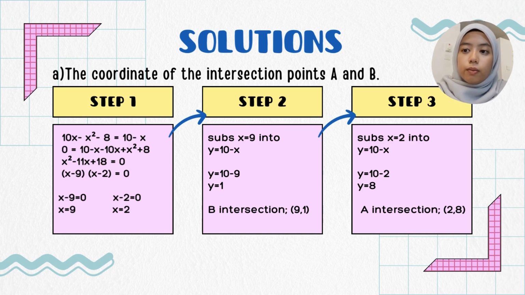The second step, we must substitute x, which is 9, into y equals 10 minus x. Then we'll get y equals 10 minus 9 and y will be 1. So the intersection at point B will be (9, 1). So the last step, to determine the A intersection, we must substitute x equals 2 into y equals 10 minus x. Then we will get y equals 10 minus 2. y will be 8. So the A intersection will be (2, 8).